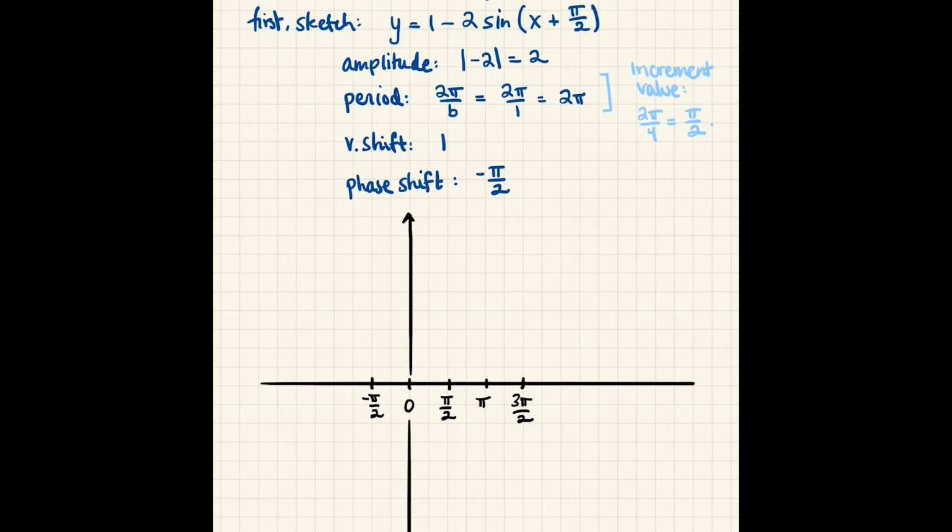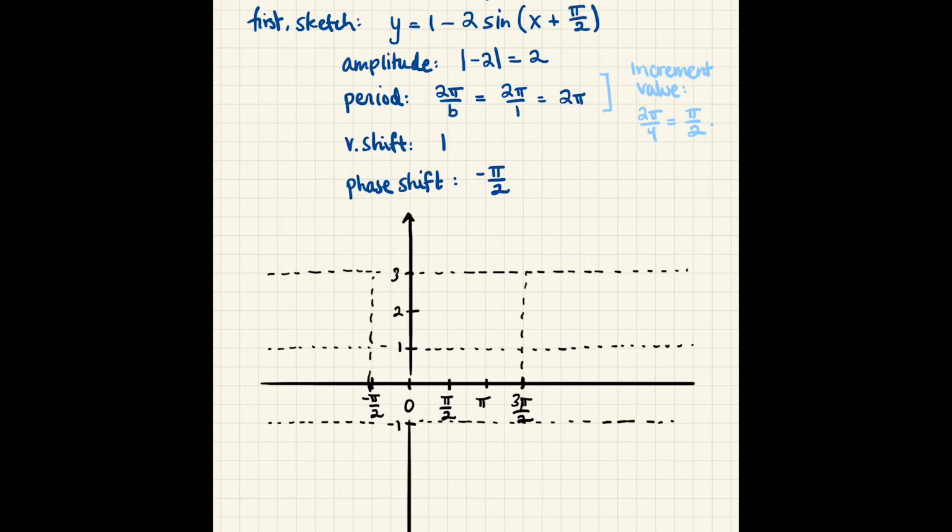We can see that our baseline will be located at y equals 1 because we have a vertical shift of 1. And we have an amplitude of 2 units, which means that our graph will go up 2 more units, up to 3. And from the baseline, it'll go down 2 units, down to negative 1. Okay, so this is the box that will contain exactly one perfect phase of our sine curve.